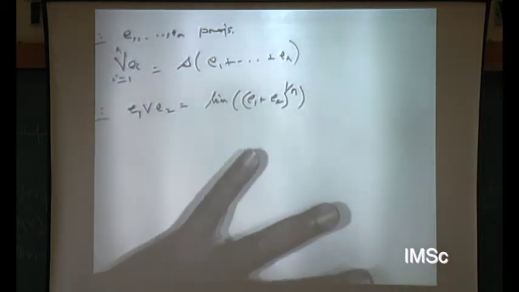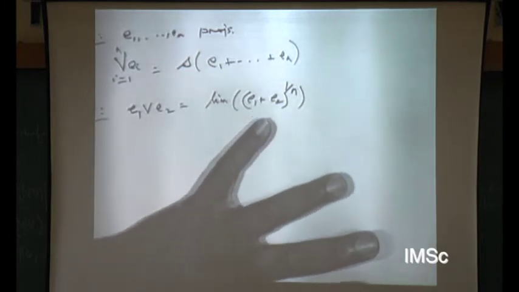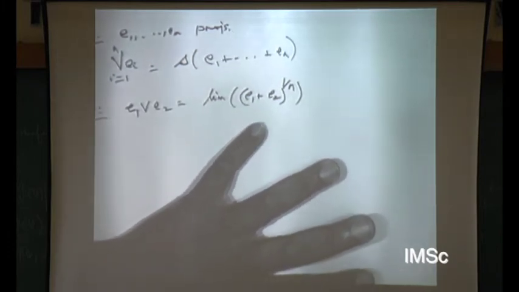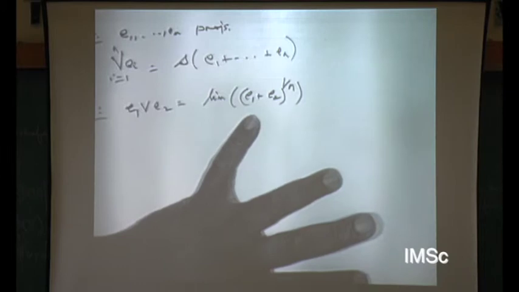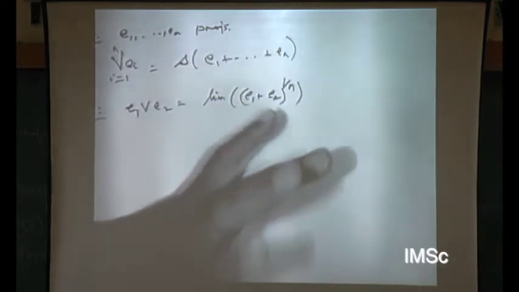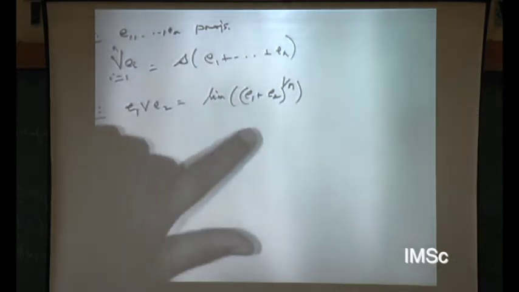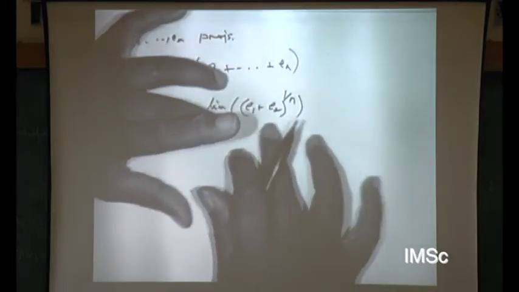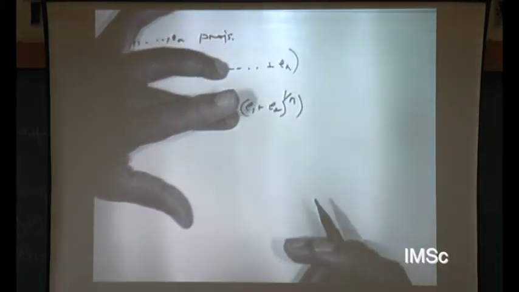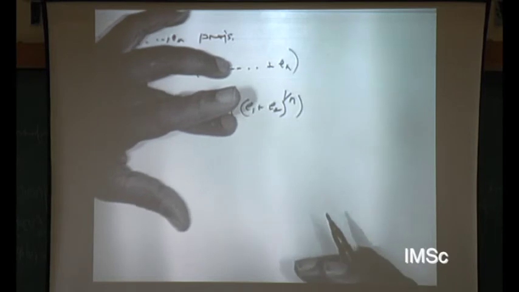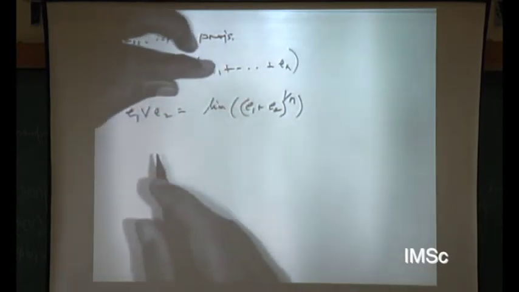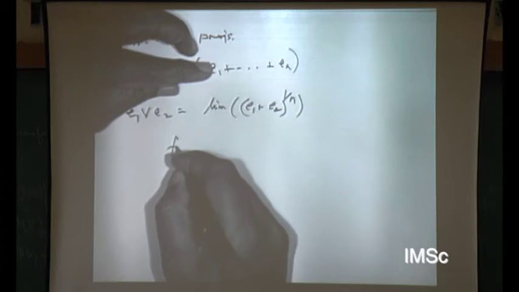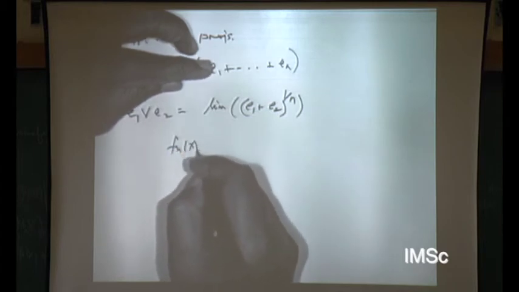So what does this mean? I have a sequence of self-adjoint operators. I'm applying the functional calculus. E1 plus E2 is a positive operator. It has positive spectrum. Now I'm saying you look at the function x going to x power 1 by n. Suppose you write f_n(x) equals x to the 1 over n.